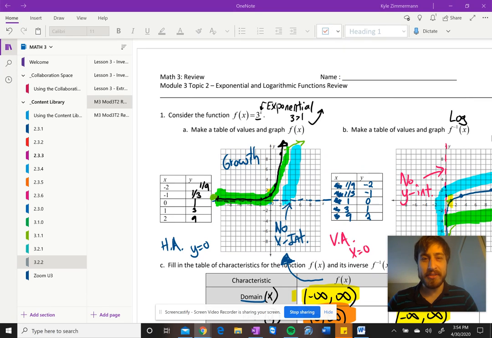Hey guys, it's Mr. Zimmerman, and today we're going to continue our adventure going through some of the major topics in Module 3, Topic 2, and basically we're covering exponential and logarithmic functions.